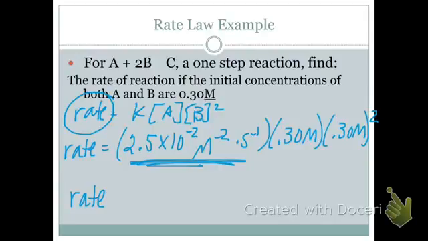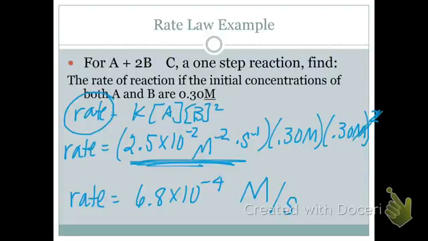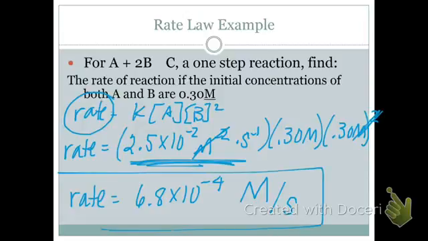That's an S, it's a unit. Okay, so when we plug all that in, we should get 6.8 times 10 to the negative 4th. And now what would our units be? This is 2 sig figs. Molarity per second, because now these two would cancel out these two, and then that second's on the bottom. So that should be our rate, our new rate at that concentration.